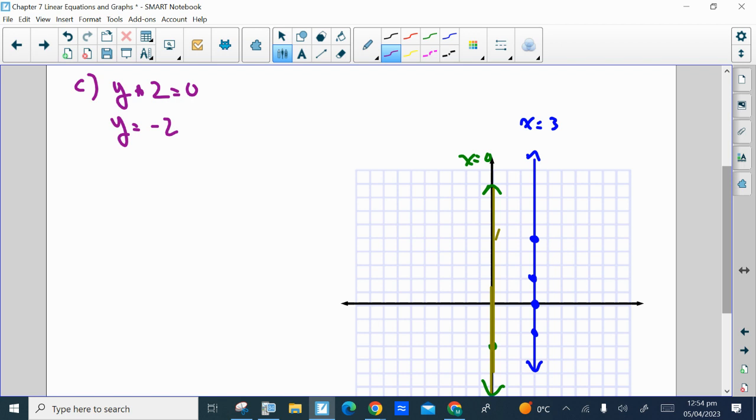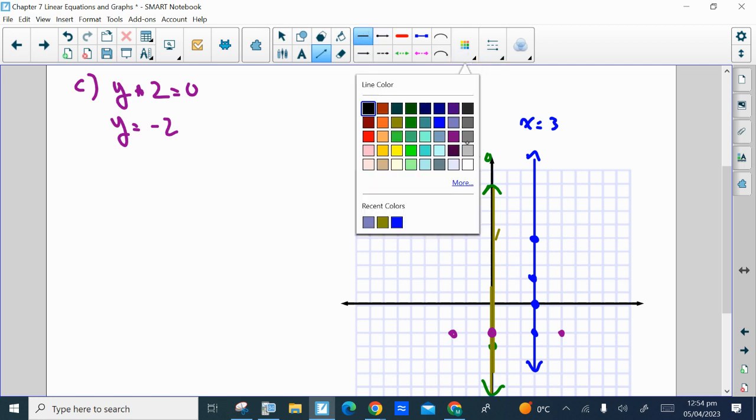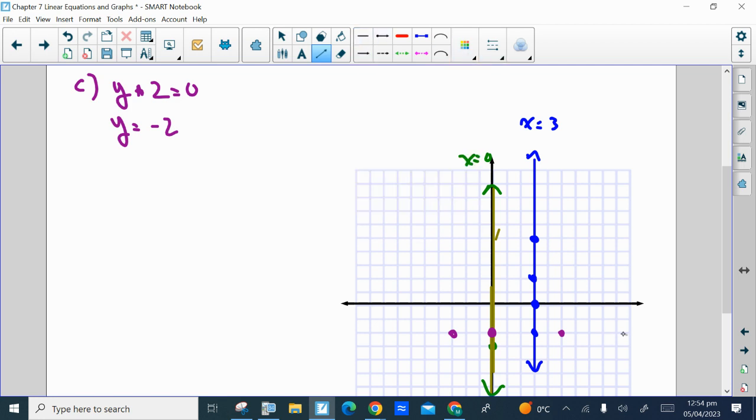This tells us that no matter what x is, and x can change, y is always negative 2. When x is 0, y is negative 2. When x is negative 3, y is still negative 2. When x is positive 5, y is still negative 2. This is a horizontal line, with arrows on both ends because we go in the same direction forever.